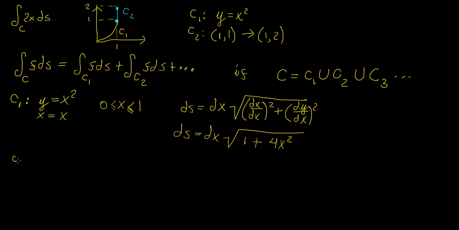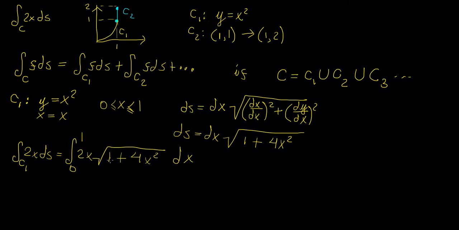So for C1, we're going to have the following. We're going to integrate from 0 to 1. We're going to put all the values into here. So we only have x, so basically just put x into there, 2x. Now ds is going to be this element right here, so this is going to be square root of 1 plus 4x squared times dx. And now in order to do this integral, what we're going to do is use substitution.